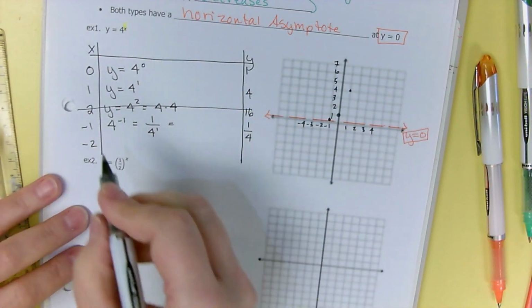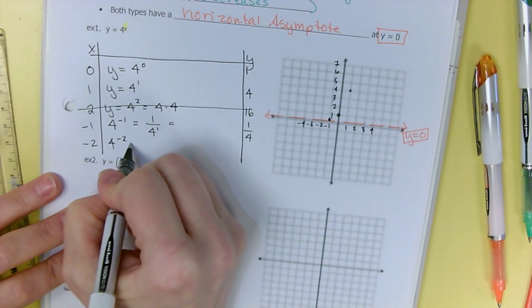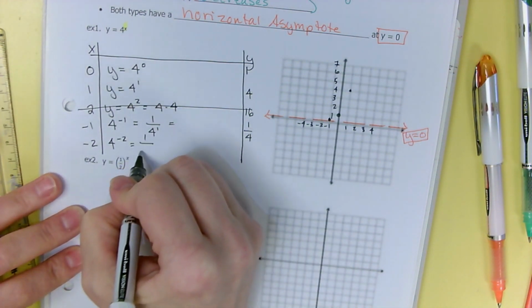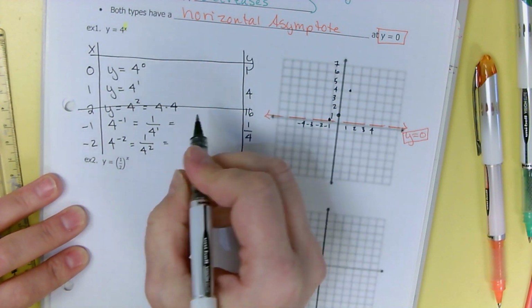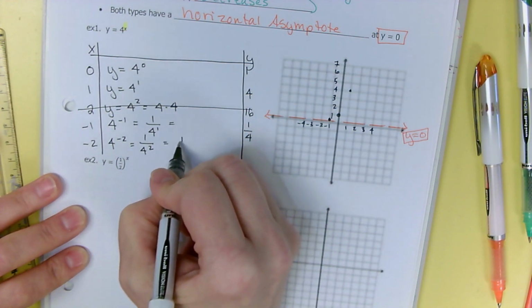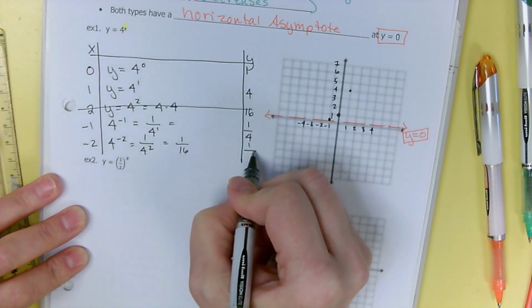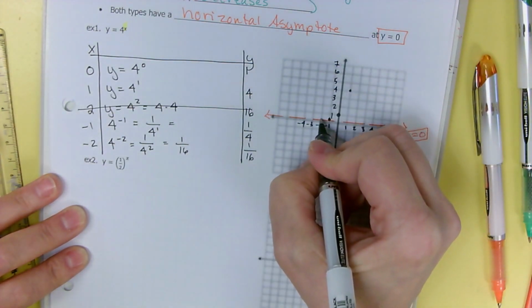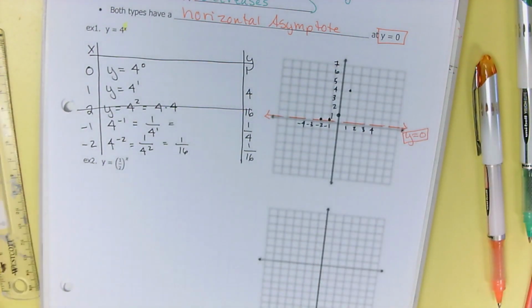Okay, let's do -2. So 4 to the power of -2 is 1 over 4 squared. 4 times 4 is 16, so 1/16. So this one is super close, just not crossing that line.